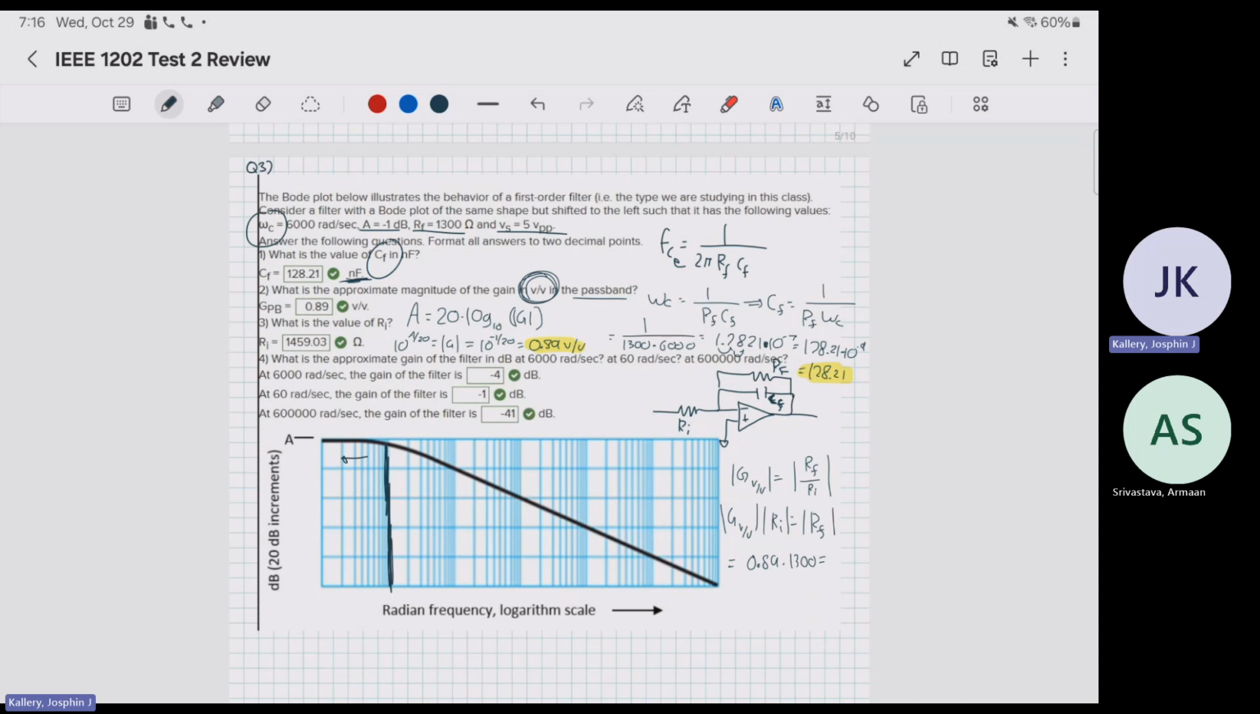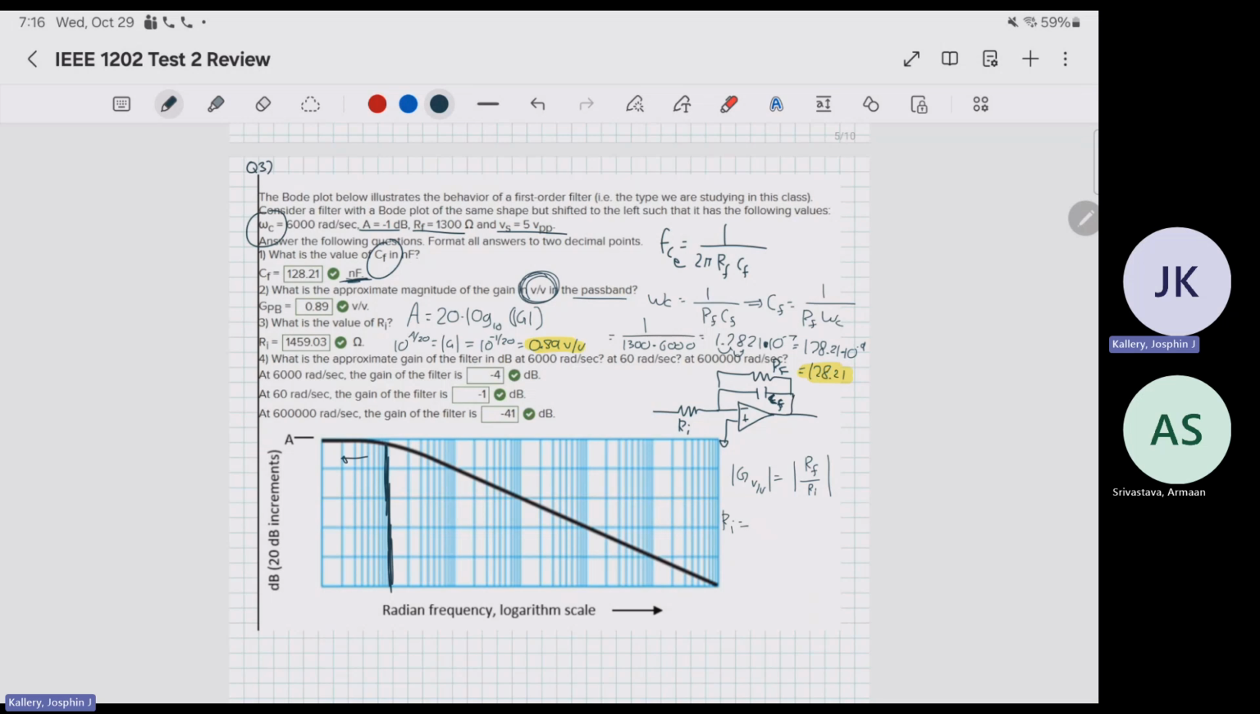Wait, gain is RF over Ri. Sorry, I solved for the wrong variable. I'm silly. We are looking for Ri. Sorry, we're looking for this. That was my bad. I isolated RF. We're supposed to be looking for this. So I just rearranged it wrong. That's the only difference. We're still using the right formula.